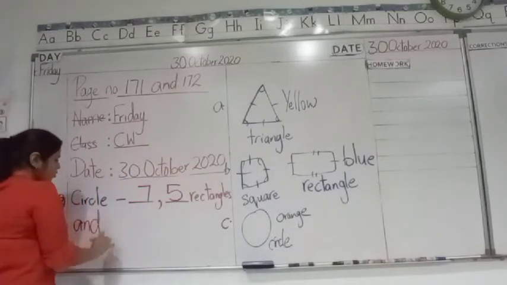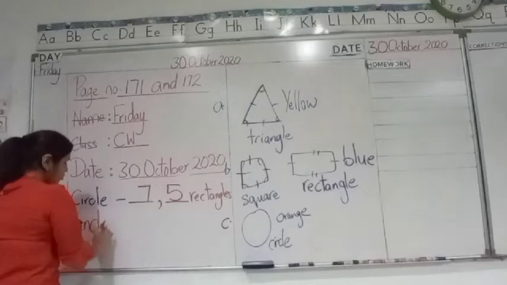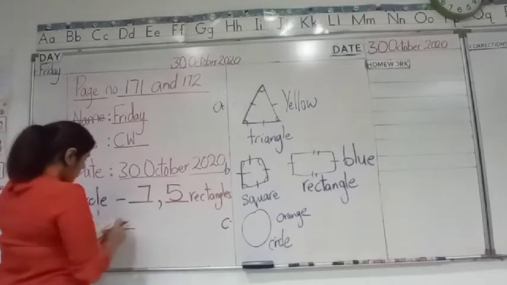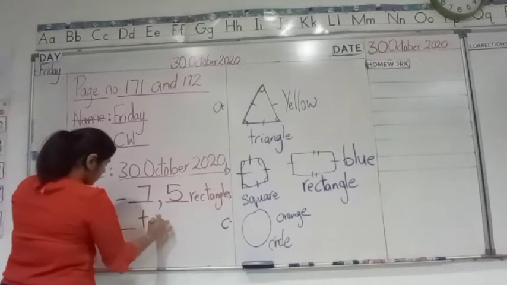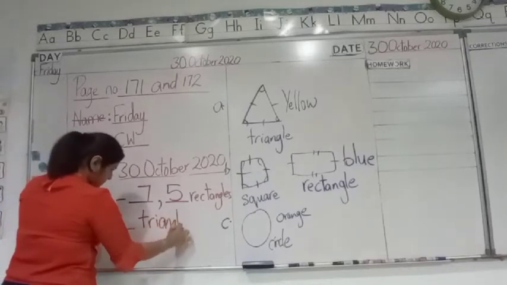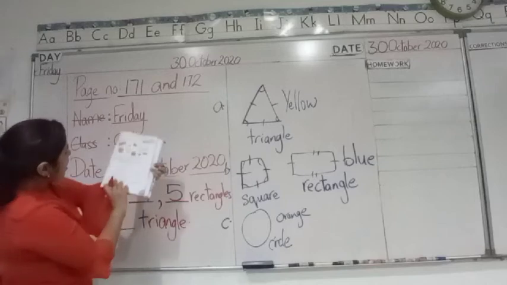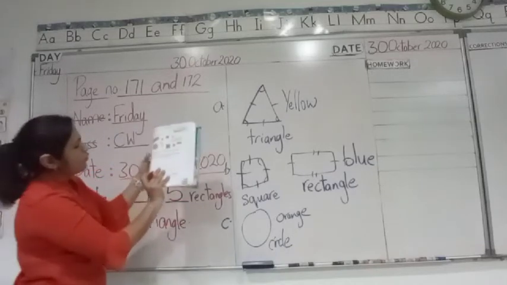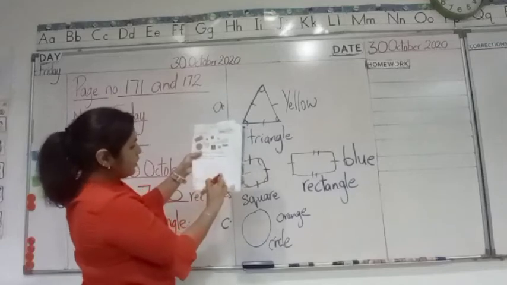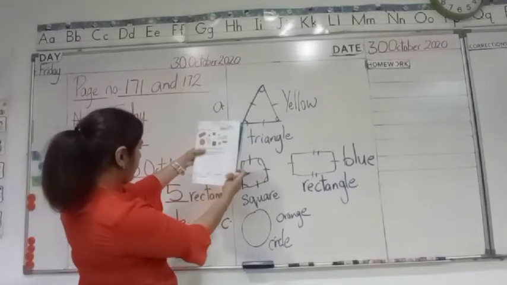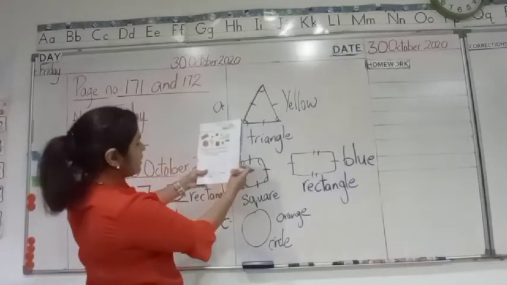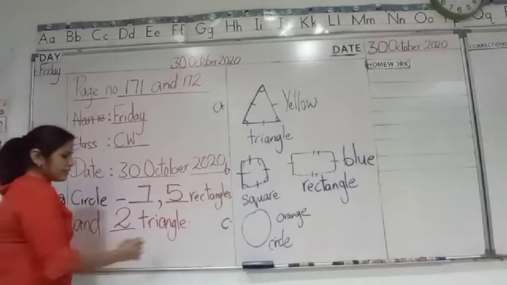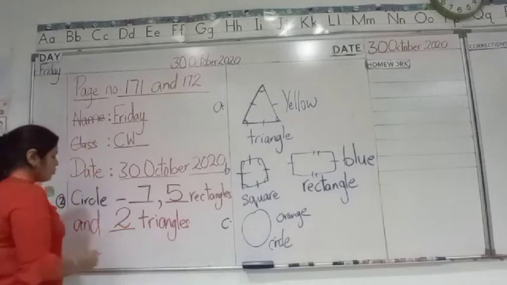They have not asked you about a square, but they have asked you about a triangle. So there are only 2 triangles so far. I can see only 2 triangles. Let me look very carefully in case I missed any. Yes, there are only 2 triangles.